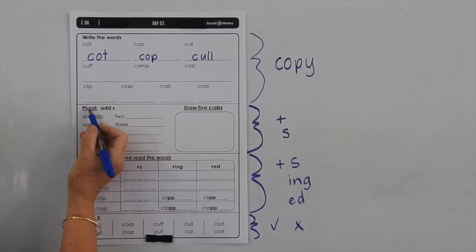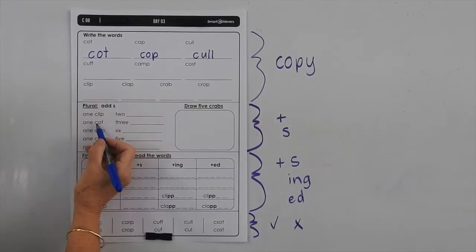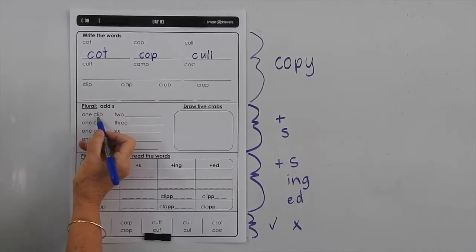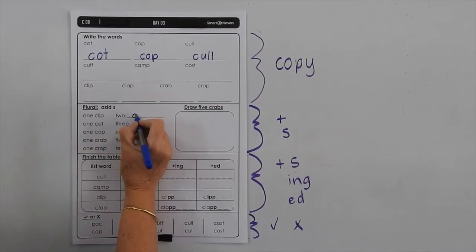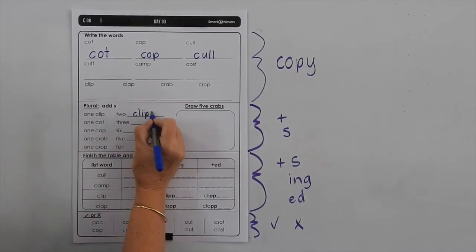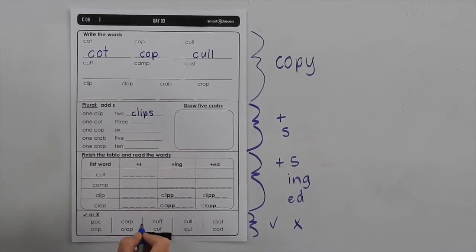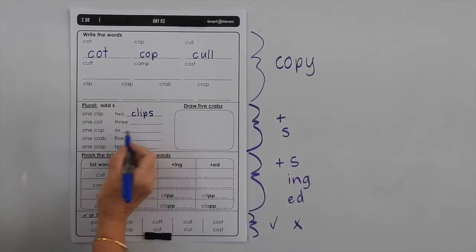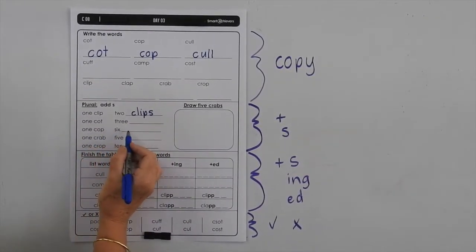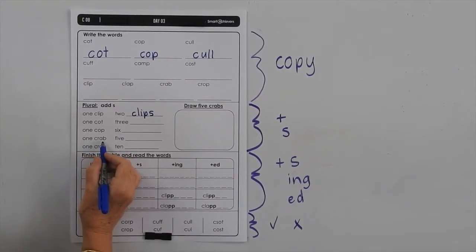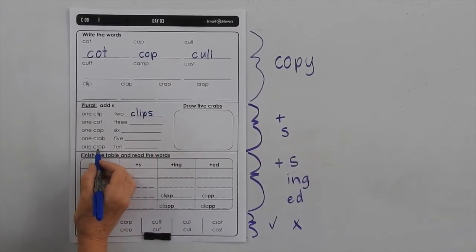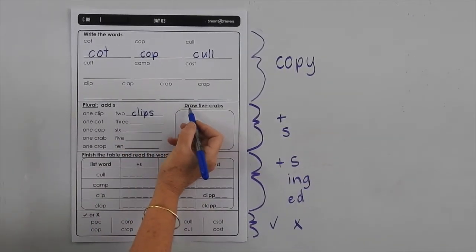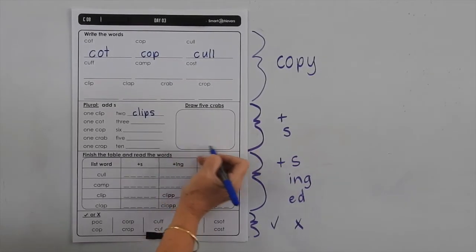Down here we're talking about plurals again. So we know all these things are nouns. So let's have a look. If we have 1 clip, we say clip. But if we have 2, we have to say clips. And to make it say clips, we put a S on the end. And we're using an S for the S sound. 1 cot, 3 cots. 1 cop, 6 cops, 1 crab, 5 crabs, 1 crop, 10 crops. You can finish that on your own, and at the end you have to draw 5 crabs in this box.